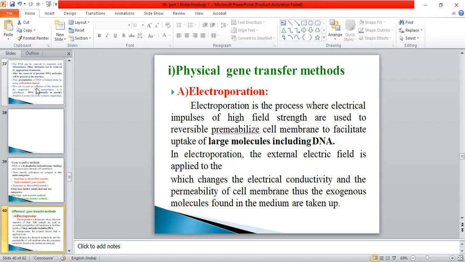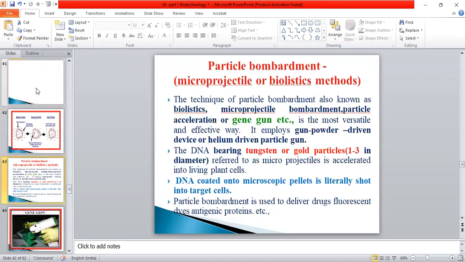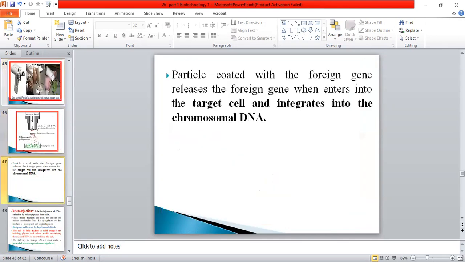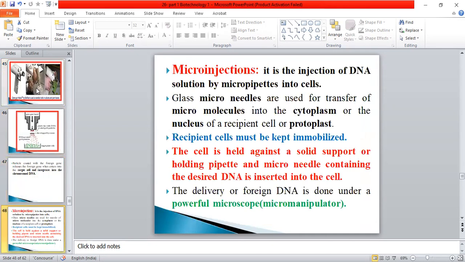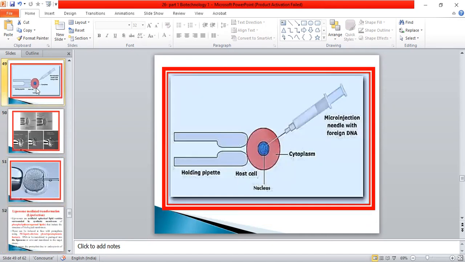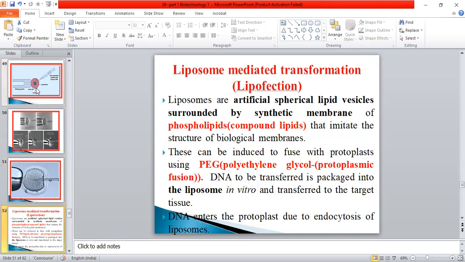Physical methods include electroporation, the particle bombardment, microprojectile or ballistic method, and the third one is the microinjection method. So these are the things we saw today. And the last one is liposome mediated transformation, lipofection. Okay, these are the things.